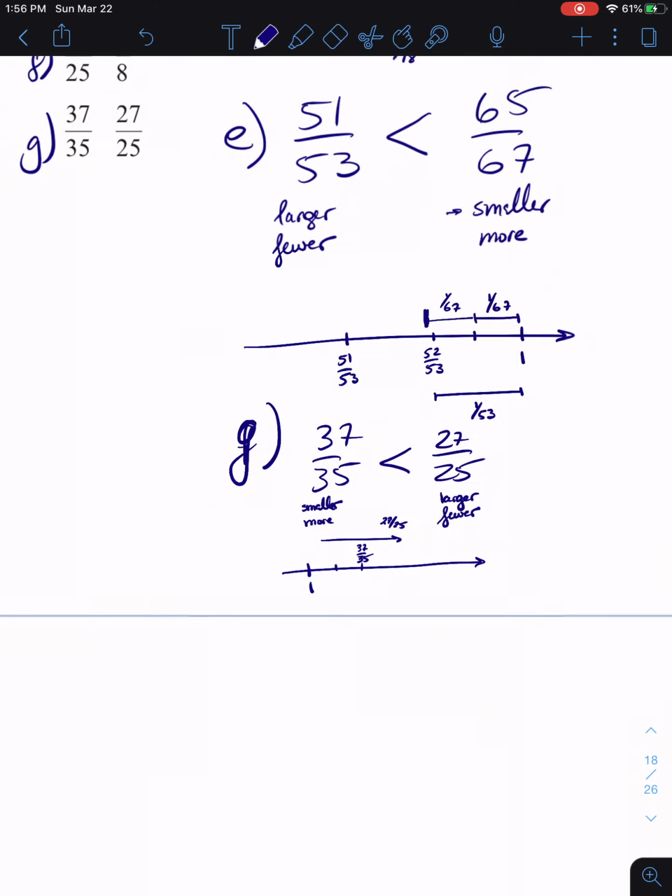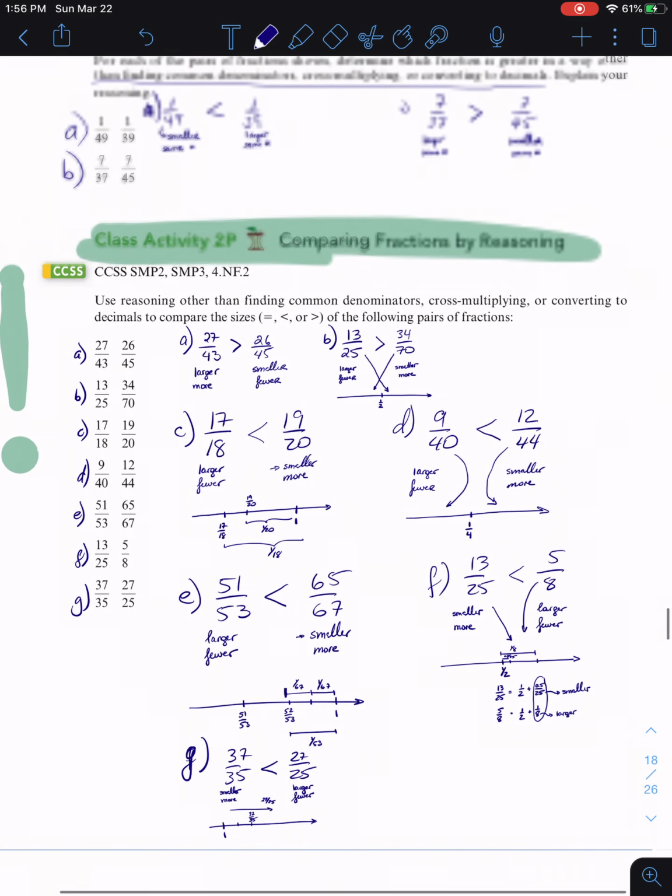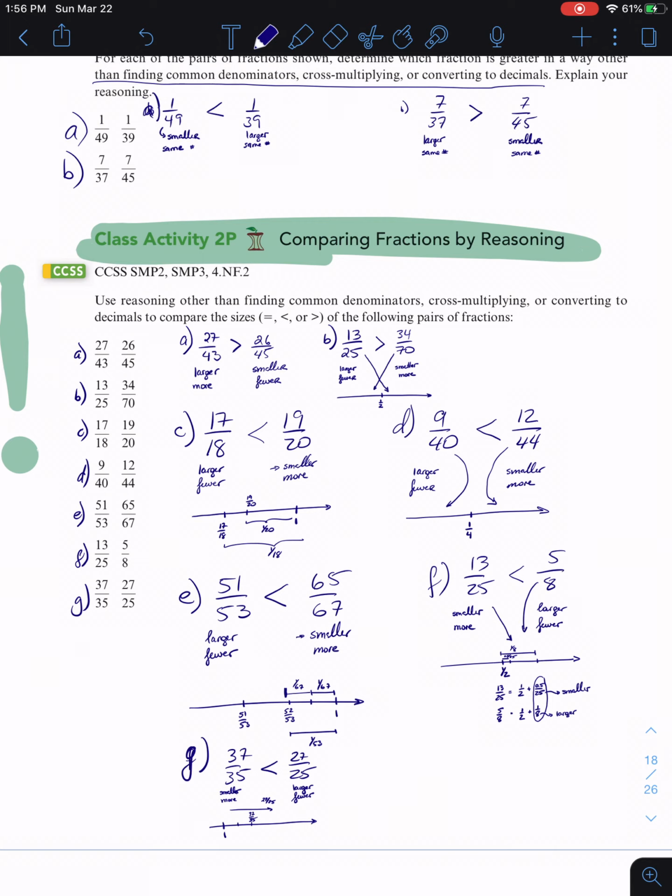I hope this makes sense as you look at these different strategies of comparing fractions, that you see that you don't need to have any of those procedures, any of the common denominator, cross multiplying, or converting to decimals to compare by far most of the fractions. You should be able to make sense, or at least have an estimate of what those fractions are worth and which one is greater.